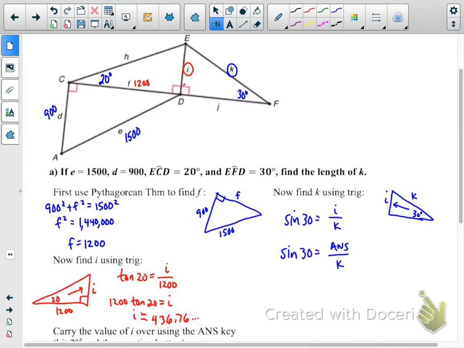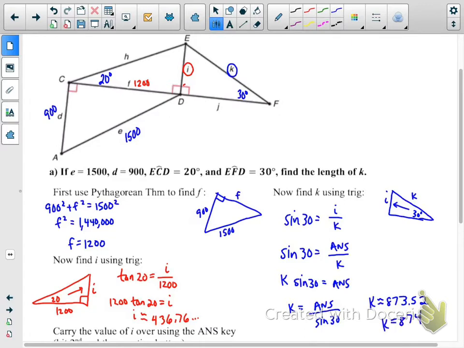Okay, so to solve this now, we're going to multiply both sides by K. So K sine of 30 is equal to answer. And I'm looking for K, so K is equal to answer divided by the sine of 30. Now I'm going to go ahead and write down what that answer is, and then I'll show you how you do that in the calculator. So K is approximately 873.52. So if we do 3 sig figs, that's going to be K is 874.